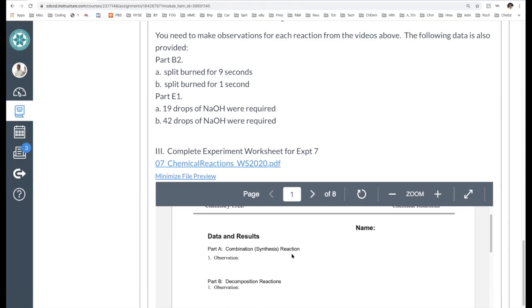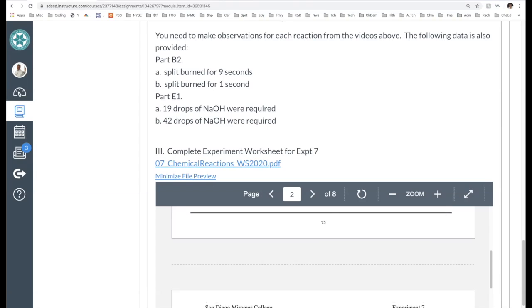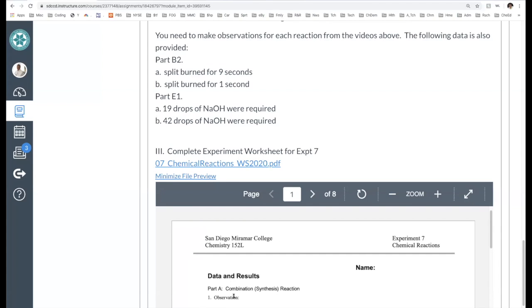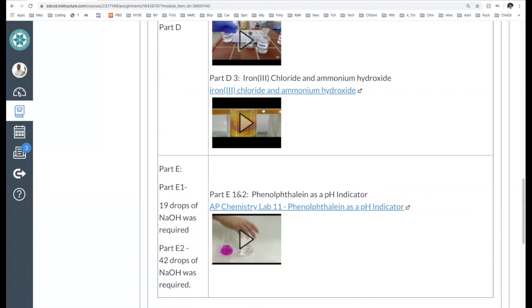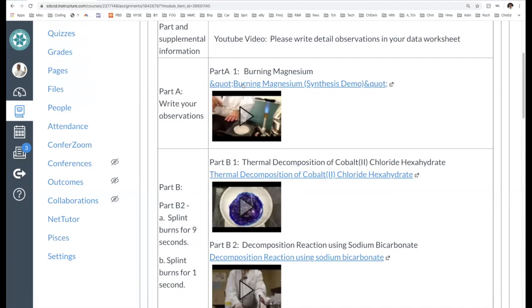A combination synthesis reaction, a decomposition. This is part A, part B, part C, part D, and part E. So these are based on the different types of reaction that you have. So if you look at the video, part A, they said it's a combination reaction. Well, that's what this is. The burning of magnesium in air, that's your combination, part A.